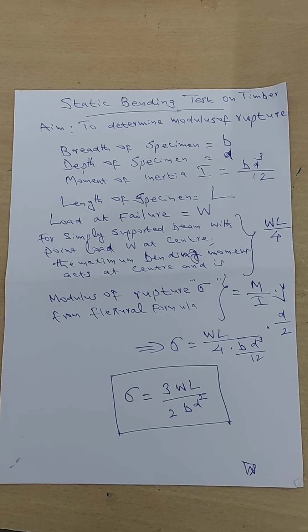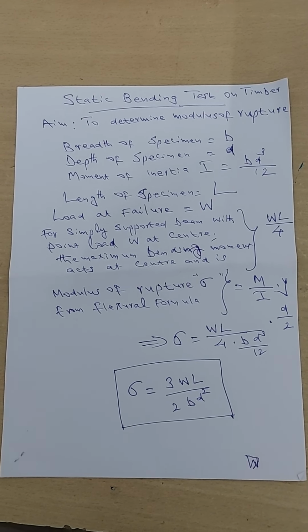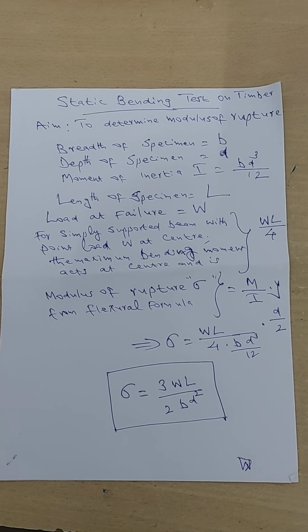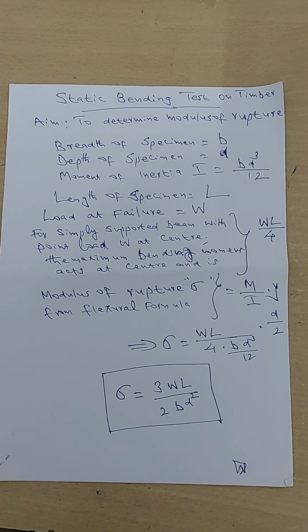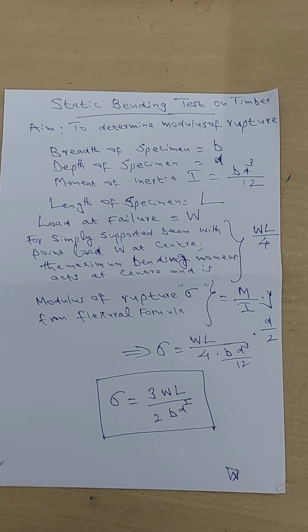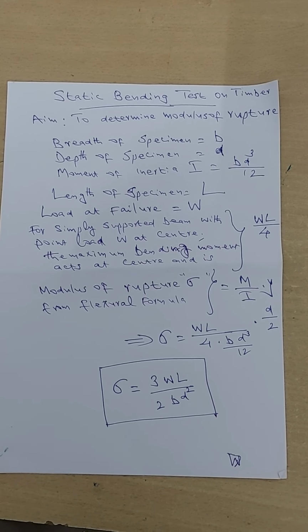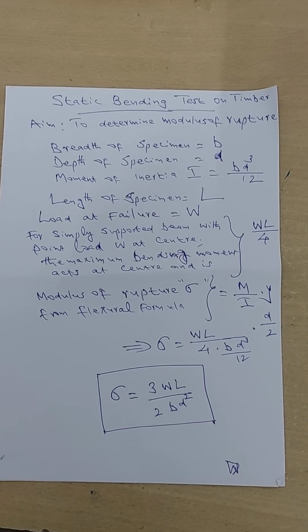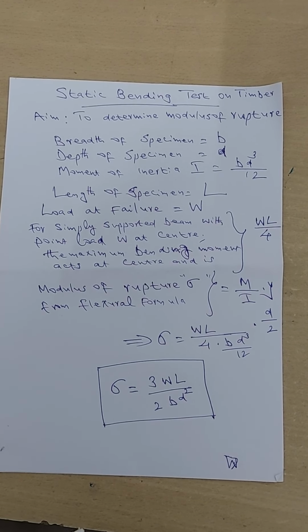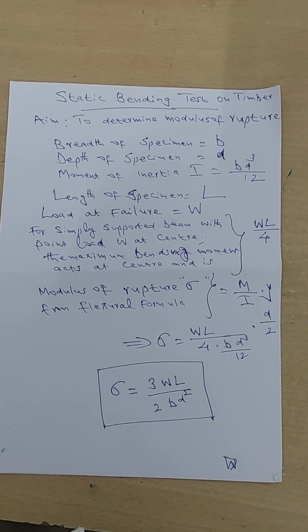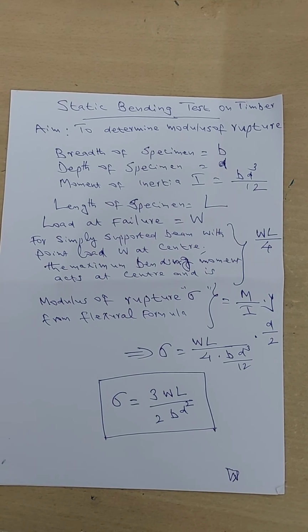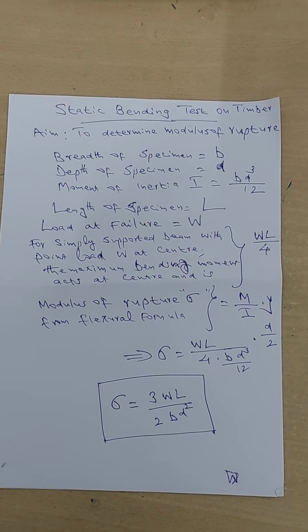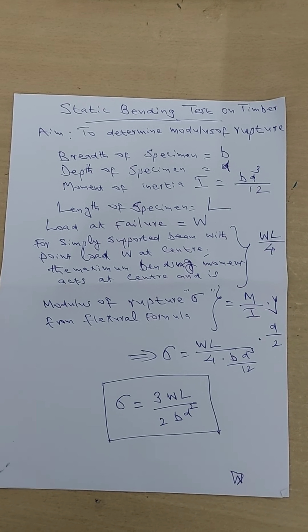As we already discussed, first we'll be measuring the breadth of the specimen, let it be B, and we'll be measuring the depth of the specimen, given as D. So if B and D are breadth and depth, then the area moment of inertia of the cross section I will be given as B d cube by 12. Now the length of the specimen has been measured, and let that be L.